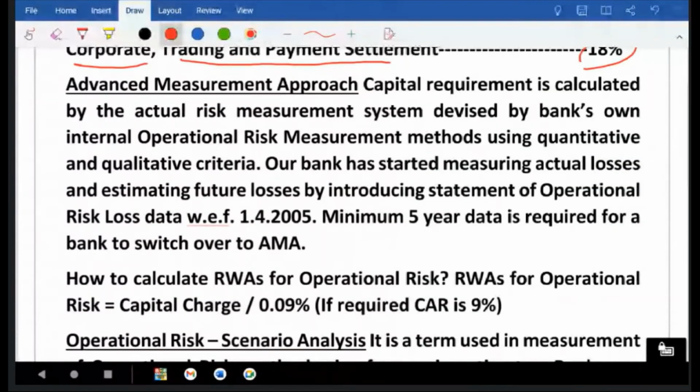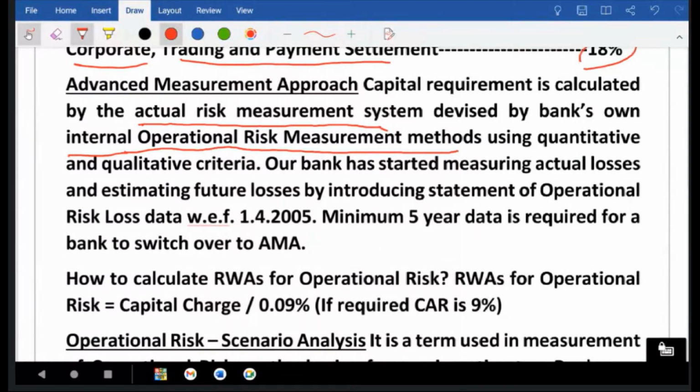Now next is the advanced measurement approach. In this, capital requirement is calculated by actual risk measurement. Keep in mind here, it is an actual risk measurement system devised by the bank's own internal operational risk measurement method, using quantitative and qualitative criteria. That means the bank will be using their own system and measuring where the risk is.